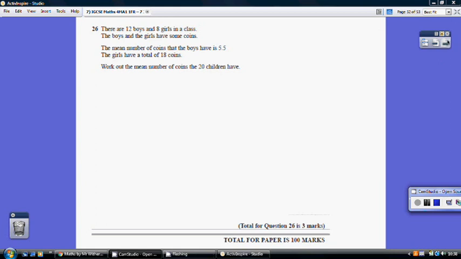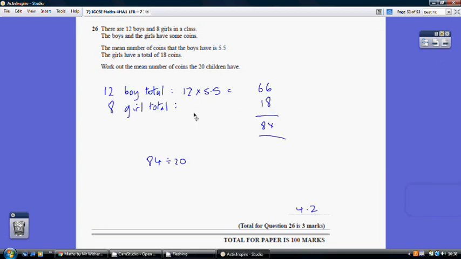Question 26. So we've got 12 boys in total, and we're told that the mean number of coins that the boys have is 5.5. So how many did the boys get in total? Well, they would have got 12 lots of 5.5, which is 66. So they will have got a total of 66 coins, because 66 divided by the 12 would give us their mean number of coins of 5.5.